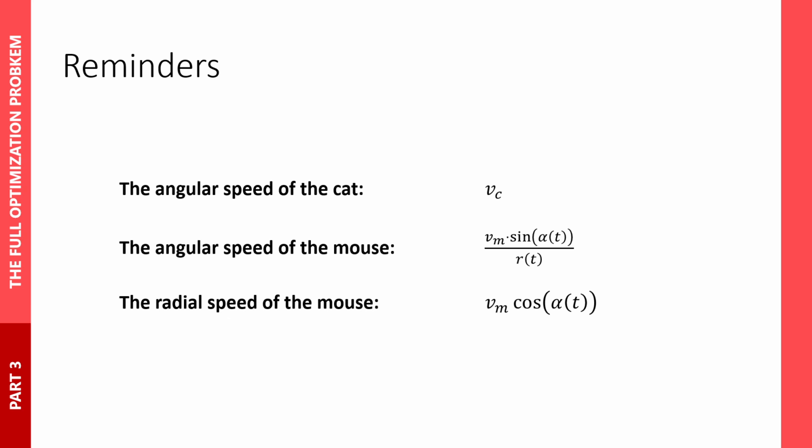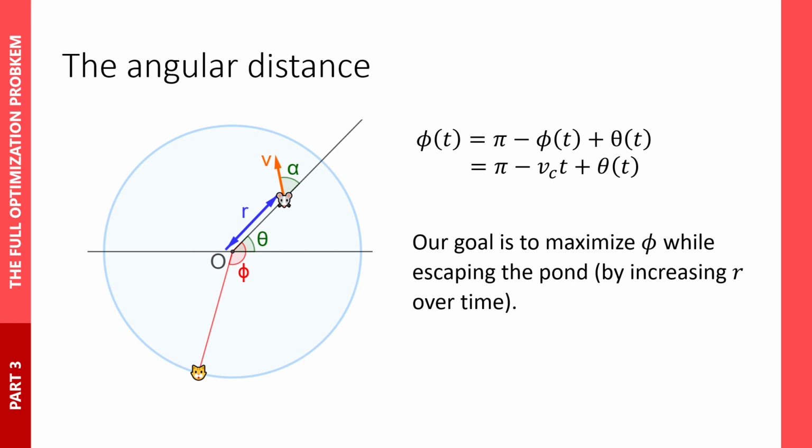Let's quickly recall the formulas for the angular and radial speed of the cat and the mouse. Let's be careful that this time, the angular and radial speed of the mouse depend on alpha, and therefore also on the time. The angular distance between the mouse and the cat is called phi, as we can see on the drawing. The mouse will escape from the point if this angular distance is still bigger than 0 when r of t is equal to 1. The goal is to maximize this distance while coming closer to the edge.